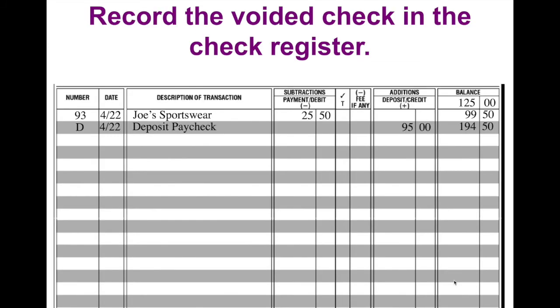We also have to record it in our check register. So the first thing we're going to do is we're going to write the check number, 94, the date that we are voiding it, 4/23. We're going to write the words voided check, which means that we have that check, the check's accounted for, we're just not going to use it because something happened to it. And then what we do is we put the same balance forward. We do not have to fill anything in this line because the check is no good.